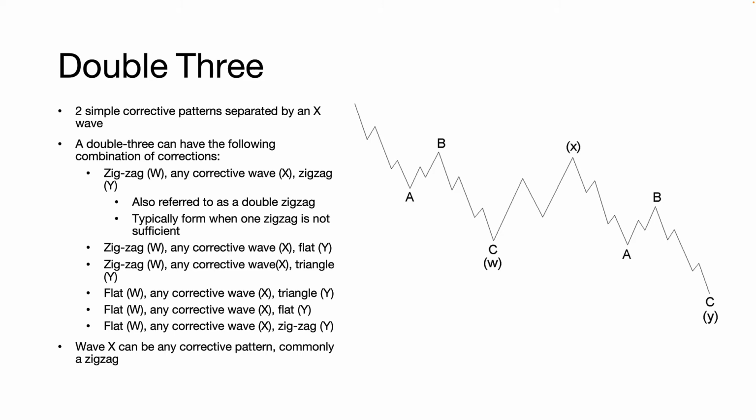Double zigzags form when the first zigzag in ABC tends to be very shallow. So remember, this is going back to my zigzag video. Zigzags are price-based corrections, so they tend to be quite steep. So if you have one zigzag that's not very steep, that's when you can start anticipating a potential double zigzag to take shape.